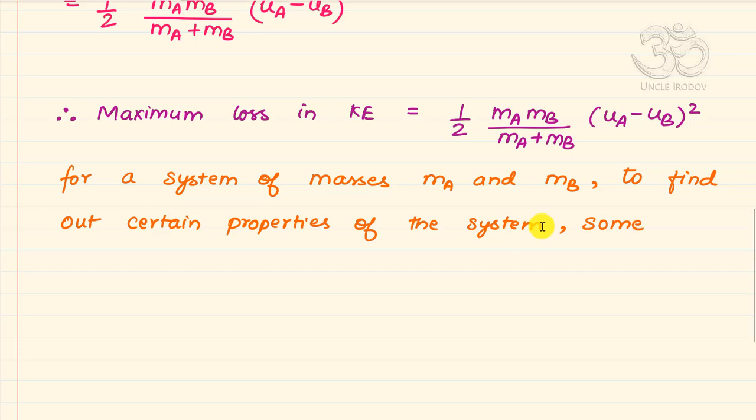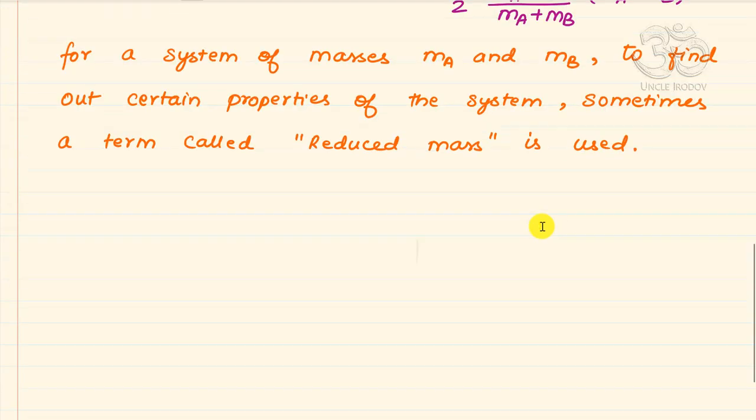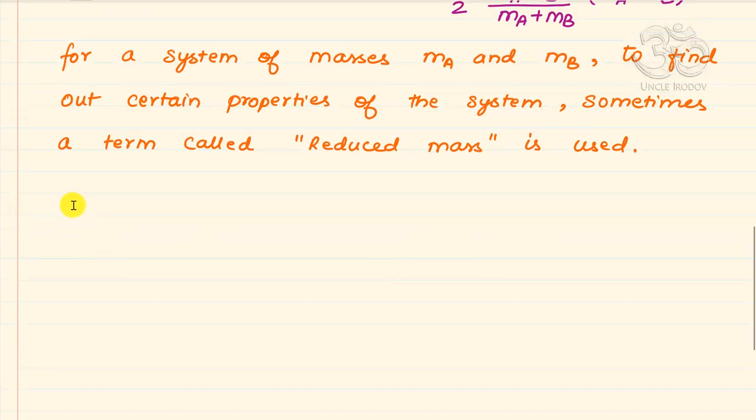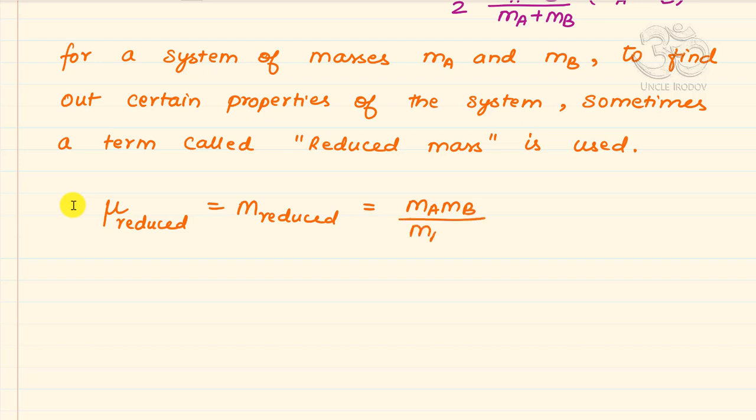So for a system of masses Ma and Mb, to find out certain properties of the system, sometimes a term called reduced mass is used. And that reduced mass, the symbol is sometimes mu reduced, or simply mu, or sometimes it is M reduced, whatever it is. And this is MaMb divided by Ma plus Mb.